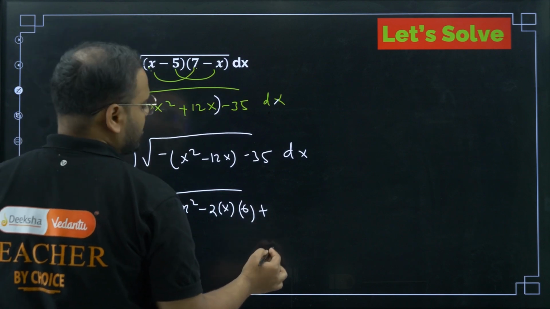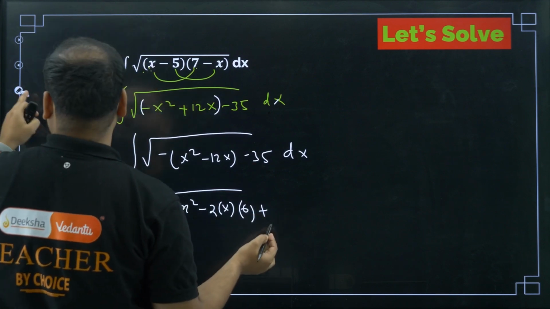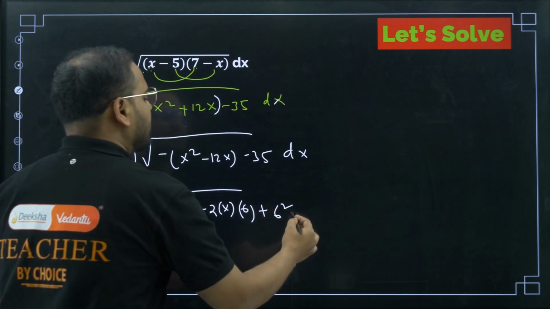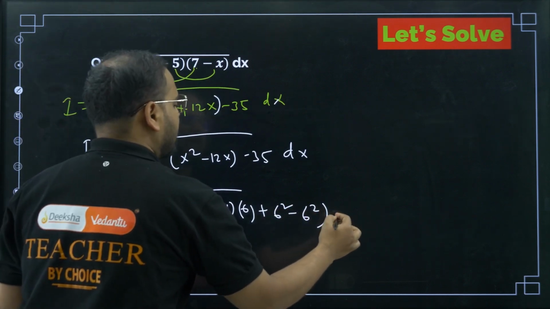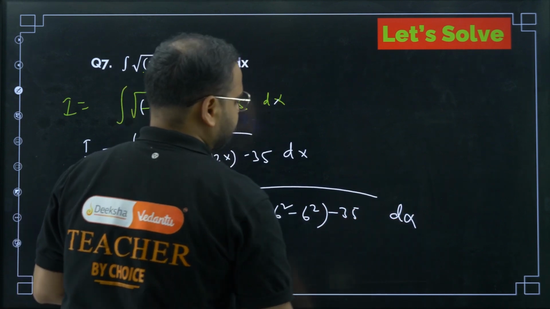My b is 6. I need to have b square, so I'll add 6 square, same as in the previous problem. Extra I have to add, so I have to take the extra out also. Minus 35, the whole thing in the root with dx.